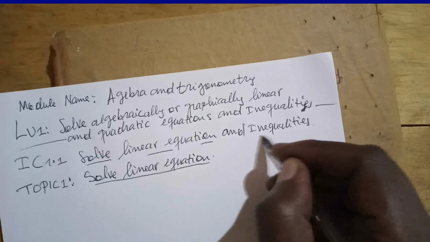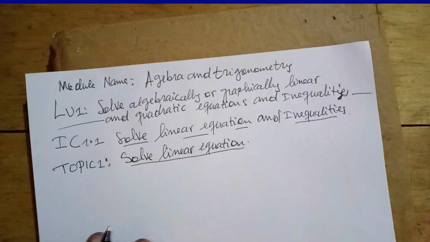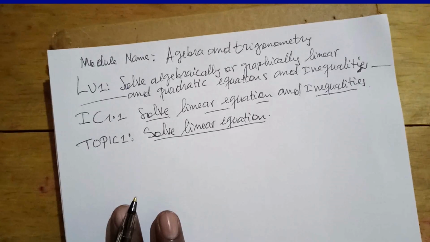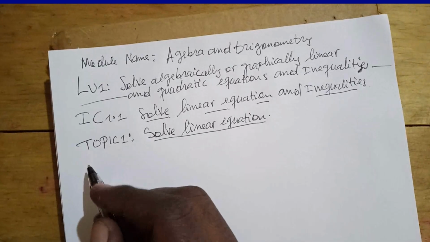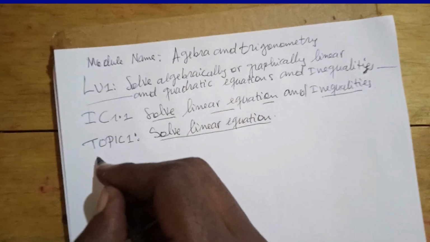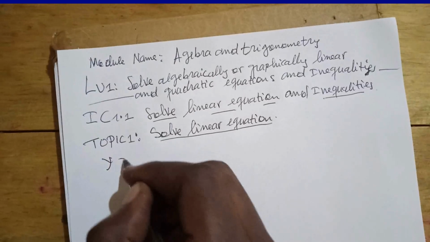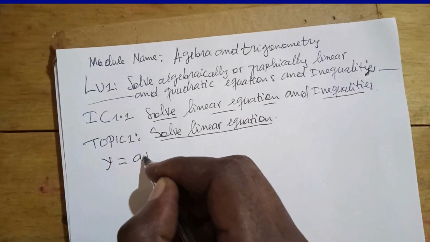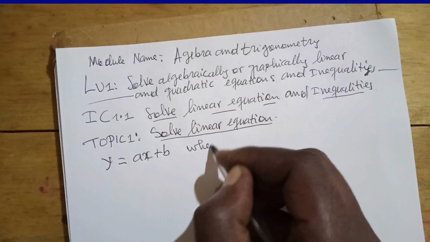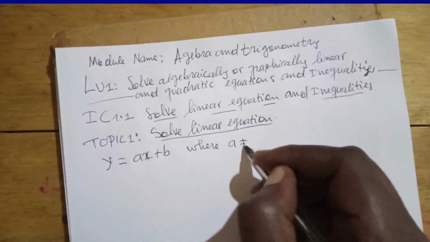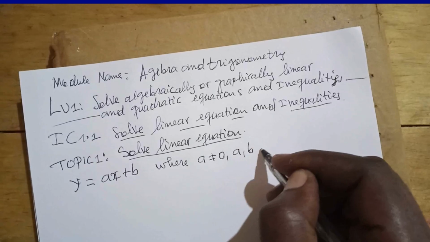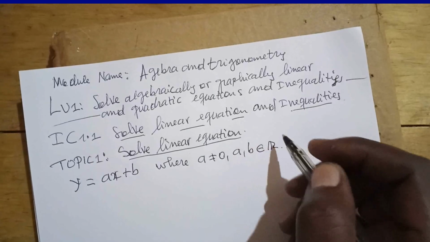The topic is solve equations. The topic is solve linear equation. Let us start from what is a linear equation. A linear equation is a mathematical equation which has the general formula of y equals ax plus b, where a is different from 0 and a, b are in the set of real numbers.